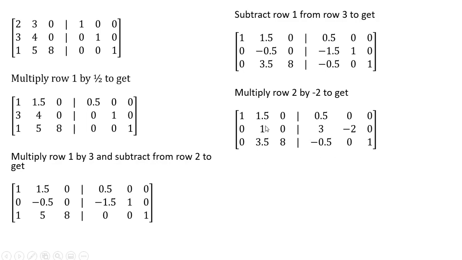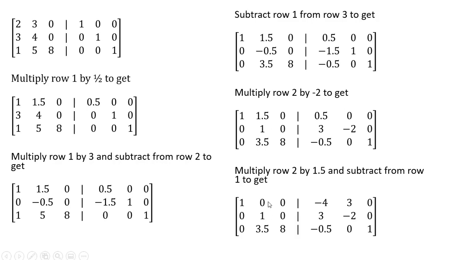Now we want to get zeros everywhere else in this middle column. So our next step is to multiply row 2 by 1.5 and subtract from row 1 to get... What I'm trying to do here is get a 0 in row 1, column 2. So with this particular calculation, we're going to be left with the following. So again, just multiplying row 2 up here by 1.5 and subtracting from row 1, row 1 now will look like this.